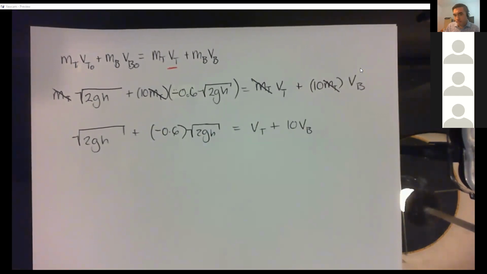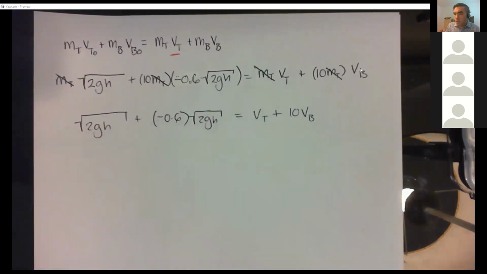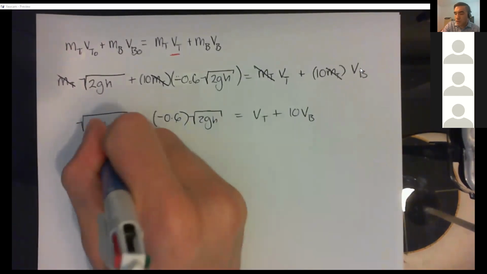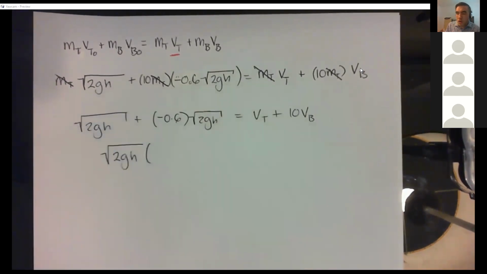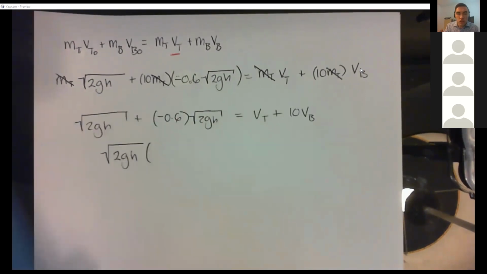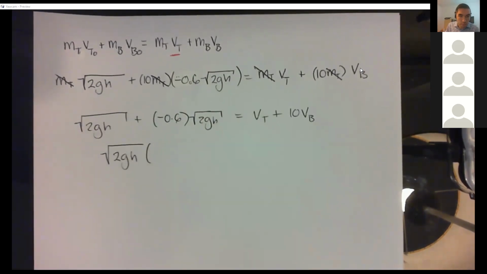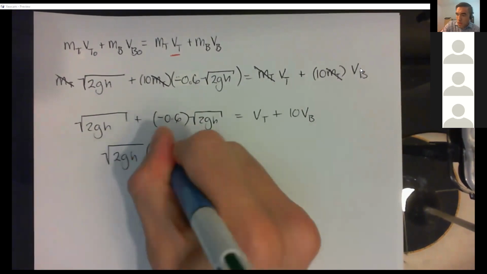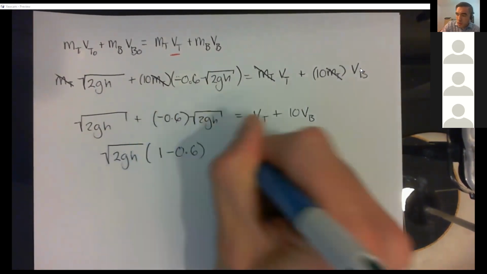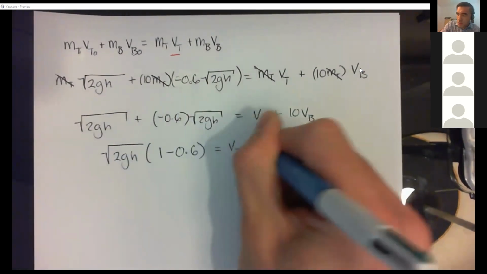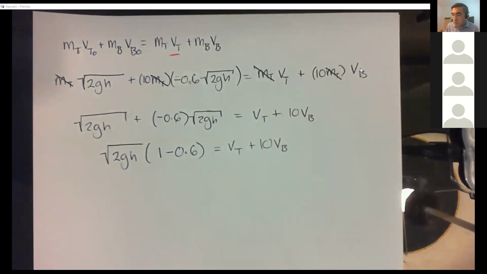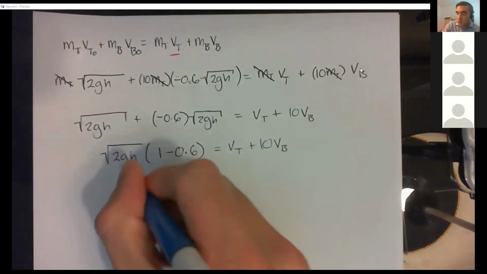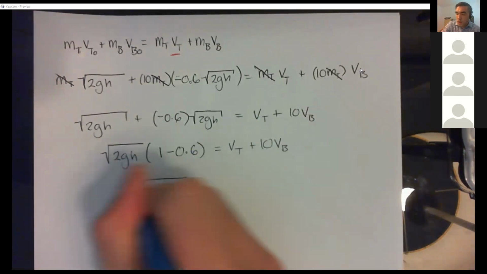Cancel out 2gh. Factor out root 2gh. So this will be root 2gh multiplied by the quantity of what? What happens when I pull root 2gh out of root 2gh? 1. 1 minus 0.6 is going to be equal to Vt plus 10 Vb, velocity tennis ball, velocity basketball. And now finally, this will give us our most simplified statement.